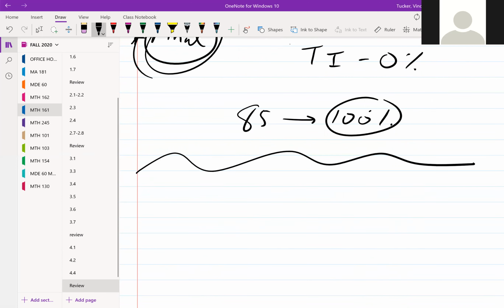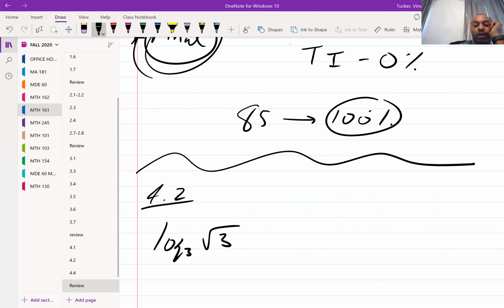Oh, it was me. Okay, good. It was section 4.2 and it was question 13. Did you have the problem, or do you want me to look it up? I have it. Okay, so log base 3 of square root of 3. You just want to know how to simplify it? Yes, that was it. Okay, cool.